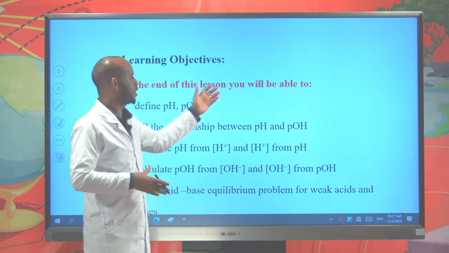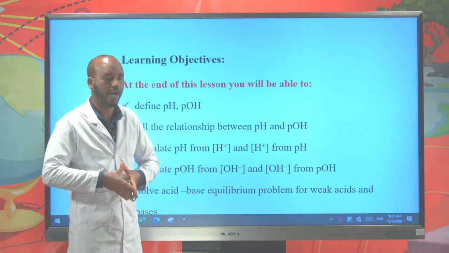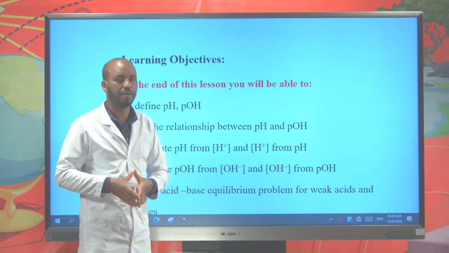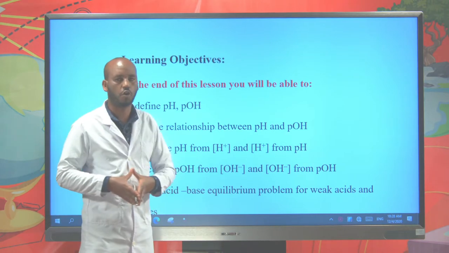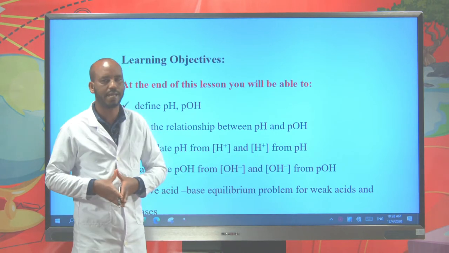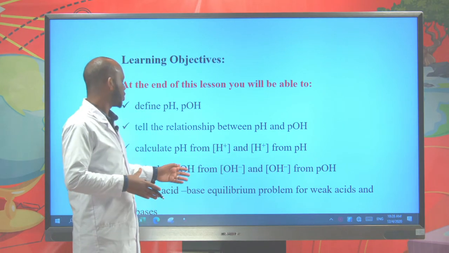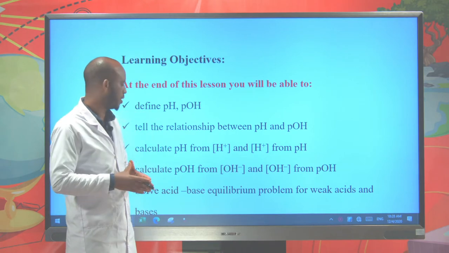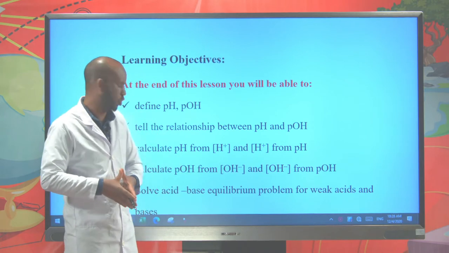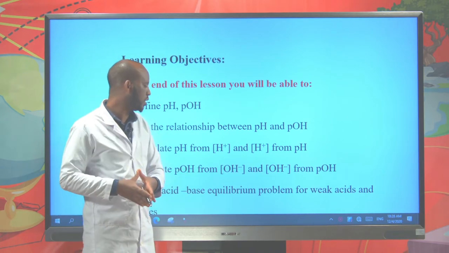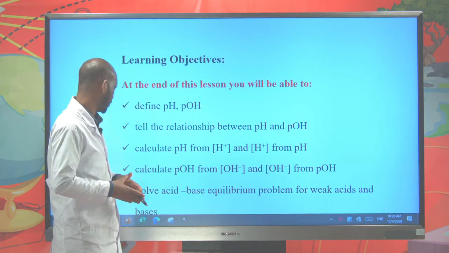At the end of this lesson, you will be able to define pH and pOH, tell the relationship between pH and pOH, calculate pH from hydrogen ion concentration and hydrogen ion concentration from pH, calculate pOH from OH minus concentration and OH minus concentration from pOH, and solve acid-base equilibrium problems for weak acids and weak bases.